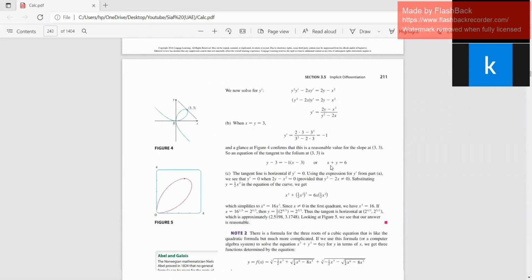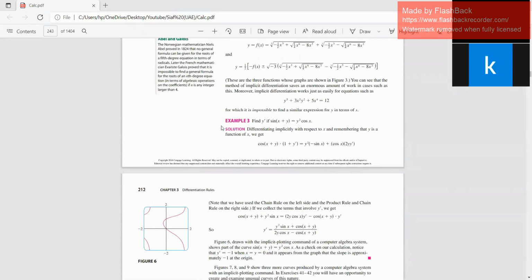So today we are continuing with example number 3. The question is that find y dash if sine x plus y equals y square cos x. Okay, let's do it.